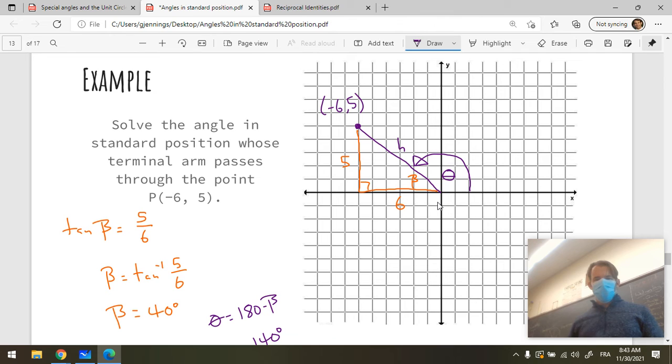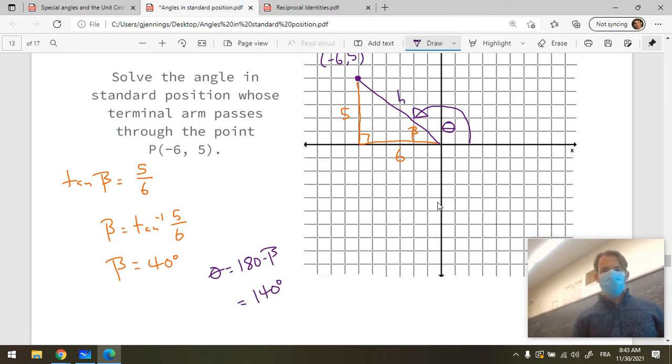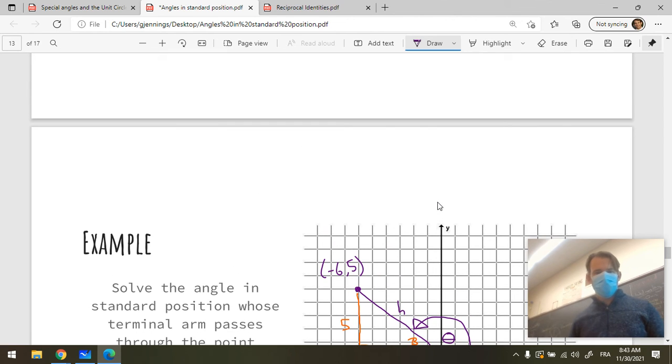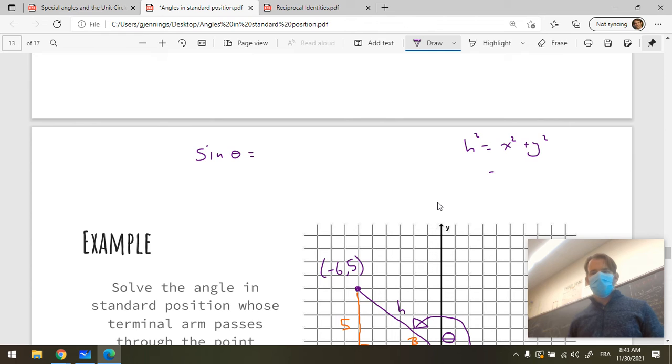So if I want to find the hypotenuse here for this angle, this way I can find things like an exact value for sine theta. And that's going to be here, negative 6, 5. So what I want to know is what's the hypotenuse. And the hypotenuse squared is going to be equal to the x squared plus the y squared. And that's going to be here, 5 squared is my y squared, so that's 25. X squared is negative 6 squared, so that's positive 36.